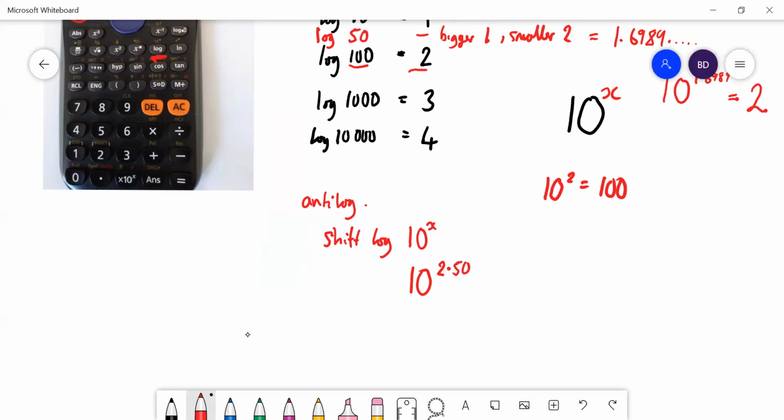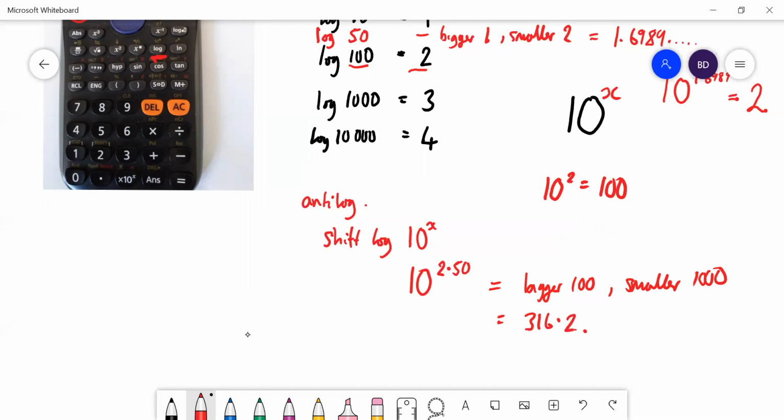Well, I can tell you what the answer is. It's going to be bigger than 100, isn't it? Because that's 10 to the power of 2, but it's going to be smaller than 1,000. So let's see what it is. I do shift log 2.5. The answer is 316.2. Okay, so that's what logs are.